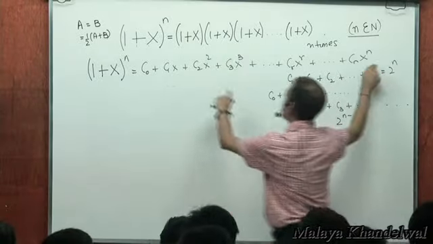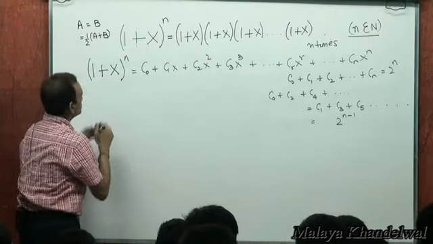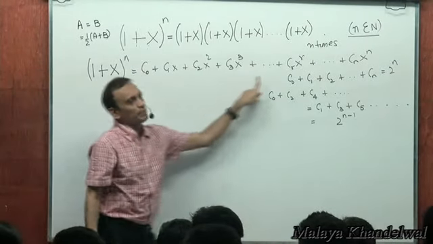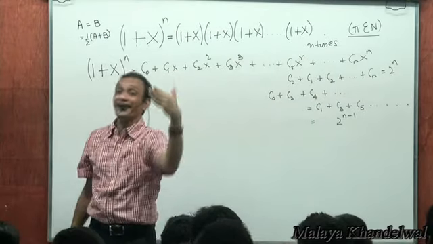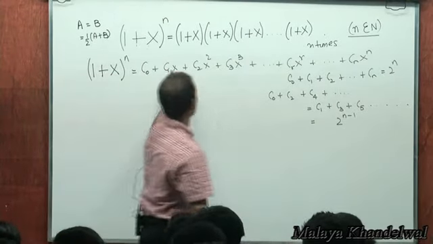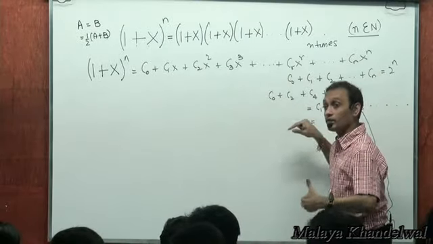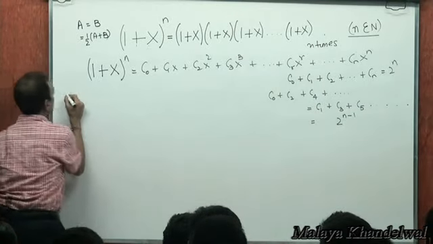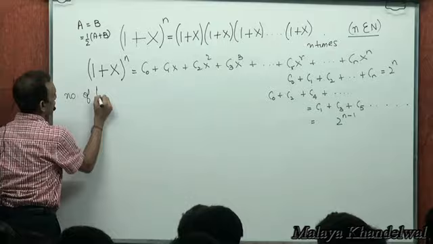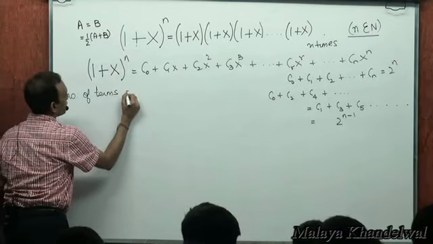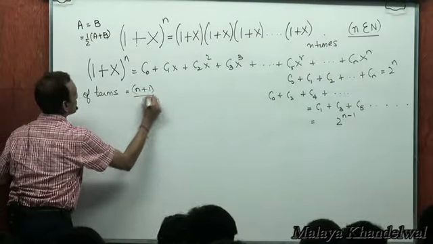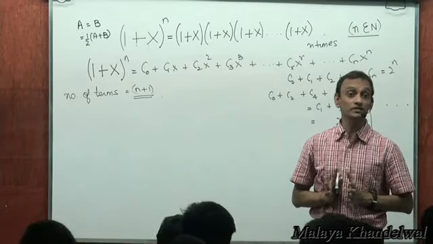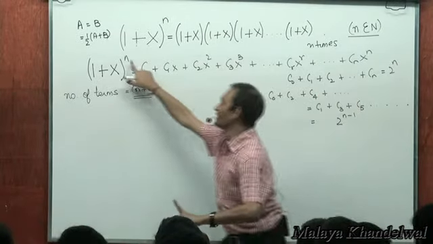Now, one noteworthy fact here is: in the expansion of this, how many dissimilar terms have appeared? N plus 1 dissimilar terms have appeared. Starting from x power 0 all the way to x power n, there is occurrence of n plus 1 dissimilar terms. So the number of terms in the expansion of this is n plus 1. Those are the number of dissimilar terms that appear in the expansion of this. One more than n.